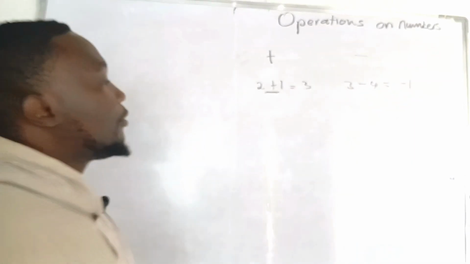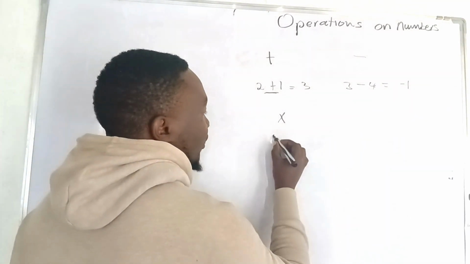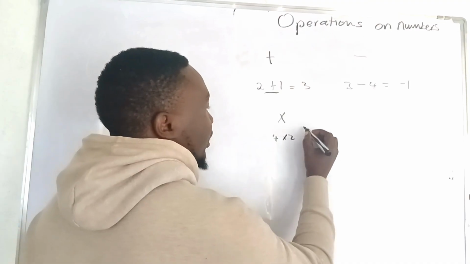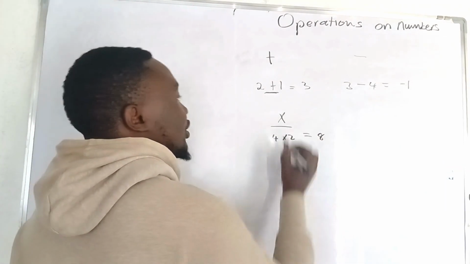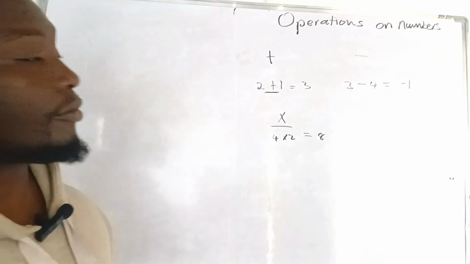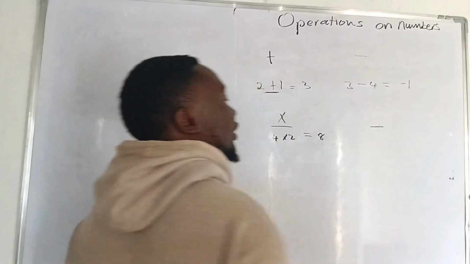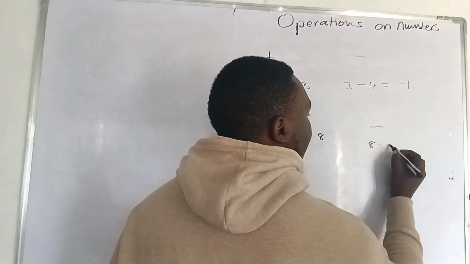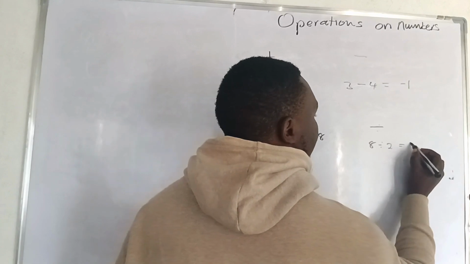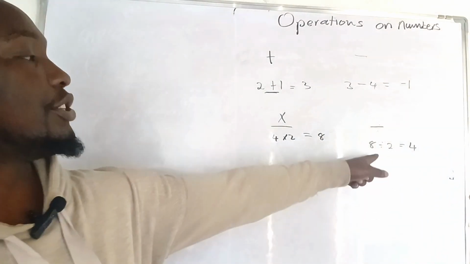Also, you can perform a multiplication operation, where you multiply 4 multiplied by 2. This is equal to 8. This is a multiplication operation. You can also perform a division operation, where you divide 8 divided by 2, which is equal to 4. That is a division operation.